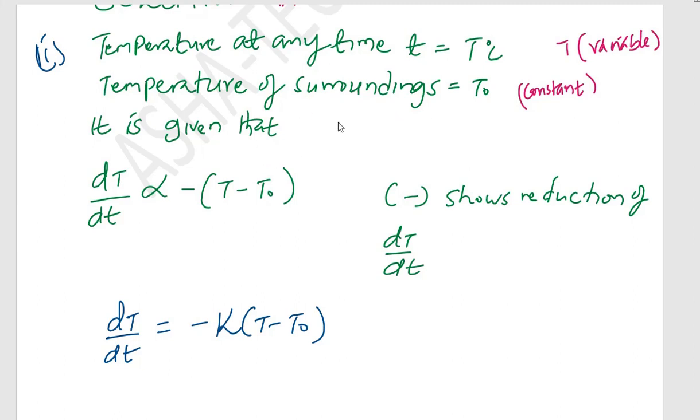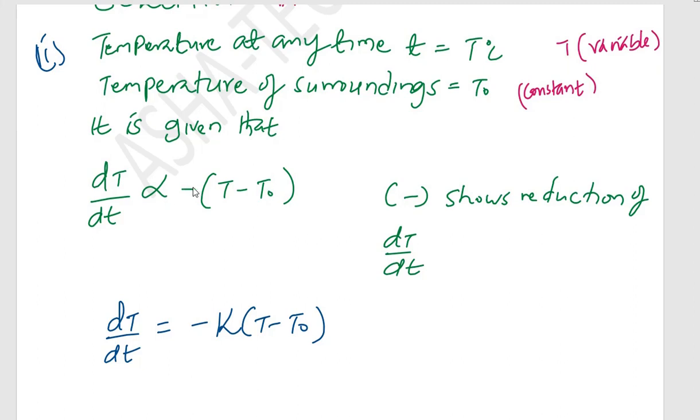It is given therefore that the rate of change of this temperature, the rate at which it reduces, is directly proportional to the amount by which it exceeds that of the surroundings. So it means T at any time is greater than that of the surroundings. So the amount by which the temperature of the wire exceeds that of the surroundings is going to be T minus T naught, where T naught is the temperature of the surroundings.